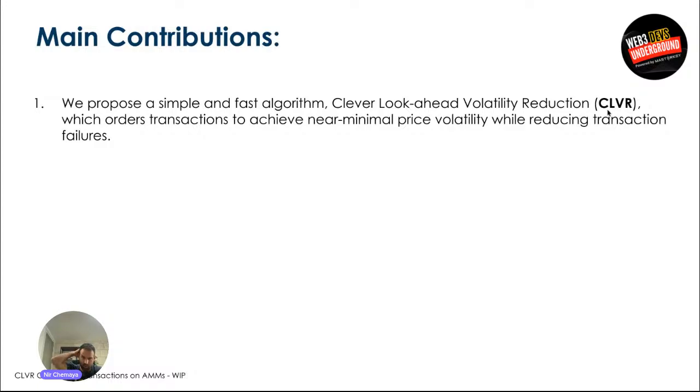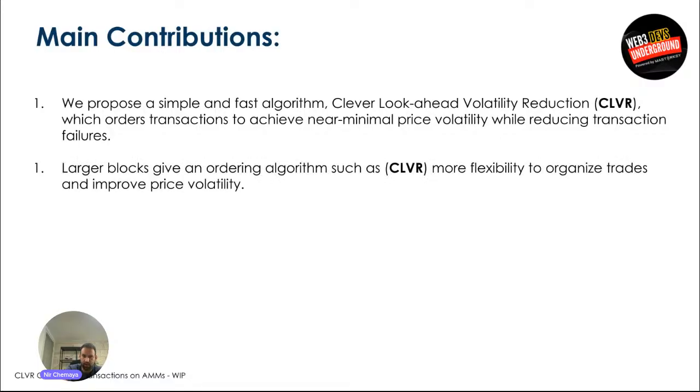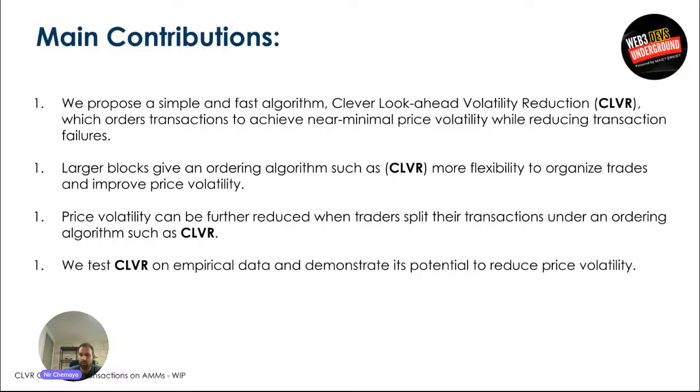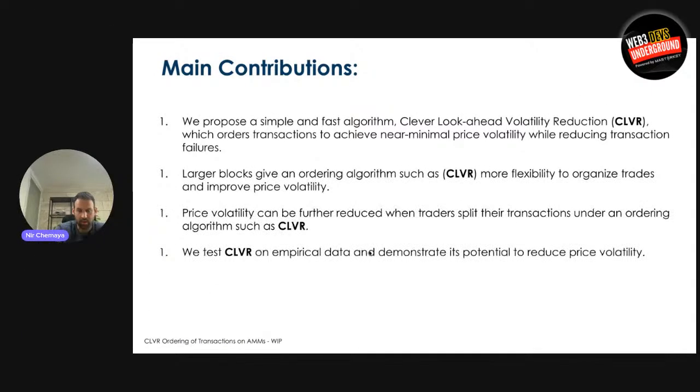We will come out with Clever, which is the Clever Look-ahead Volatility Reduction. I will explain how it works. We will show that it is very good at achieving almost minimal price volatility and reducing transaction failures. We will go ahead and explain a little bit about block size and its impact on Clever, and transaction splitting as well. And we will show some empirical results about the benefits from Clever. Sorry, I don't know why in this format the numbers are sometimes messy, but okay.